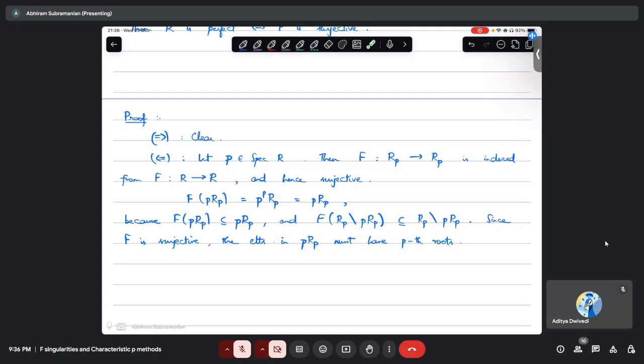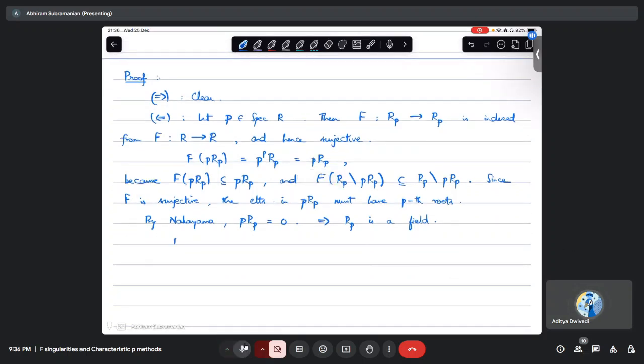But does this remind you of something? That's Nakayama, by the way. So by Nakayama, PR_P is 0. This implies R_P is a field. So this is just, if M is equal to M times the maximal ideal, then M is 0. Nakayama. So by Nakayama, PR_P is 0. Therefore, if the maximal ideal is 0, then it must be a field.